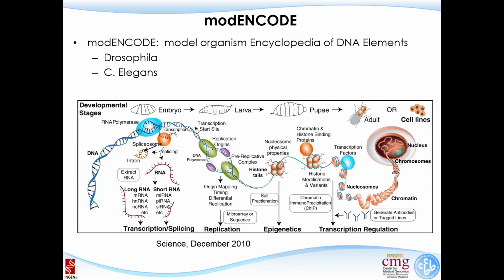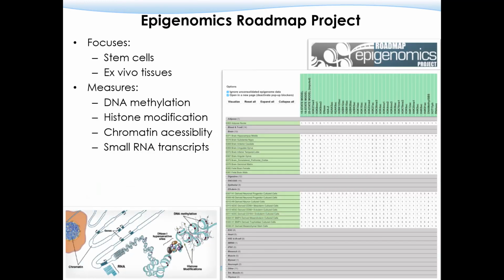Similarly, ENCODE is primarily for human, and a small percentage is for mouse. But there are a couple of groups trying to do the model organism ENCODE, which is focusing on Drosophila and C. elegans. So it's kind of in parallel with ENCODE, and there's a lot of understanding of the genome annotation of those two model organisms as well.